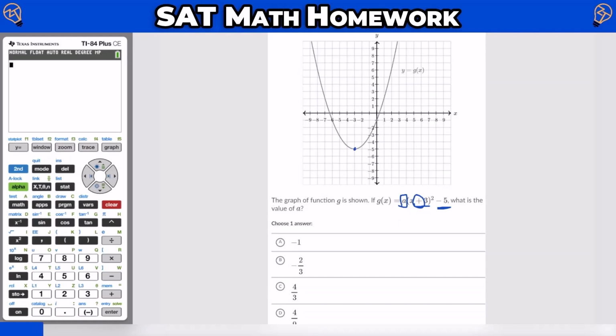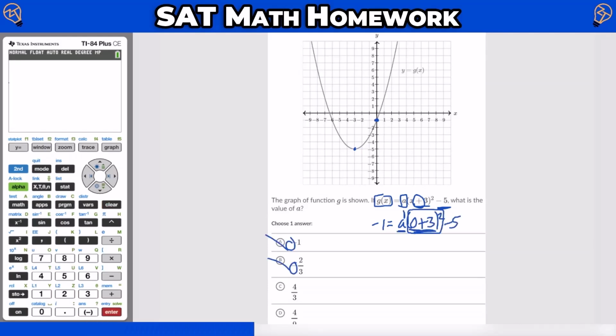Let's go ahead and plug in a particular ordered pair that's very clear on the graph. For example, the y-intercept being 0, -1. So I'm going to make x 0 and g of x, aka y, -1. And I'll rewrite everything else. A parentheses, remember we replaced the x with 0, plus 3 squared minus 5.